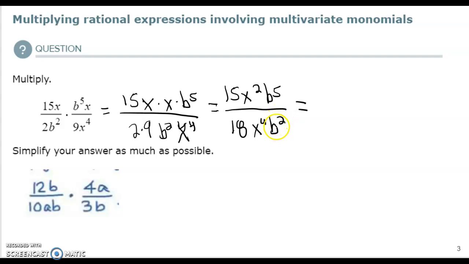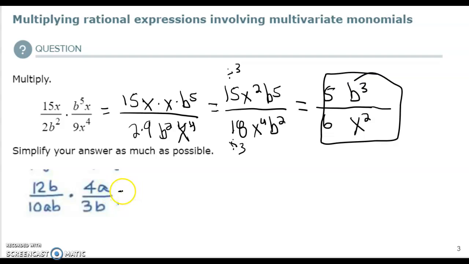This looks like what we did yesterday, where we simplified monomials. So 15 and 18, I can divide both of those by 3. I get 5 and 6. If I have 2 x's on the top and 4 on the bottom, I end up with 2 on the bottom. 5 b's on the top, 2 b's on the bottom, I end up with 3 on top.